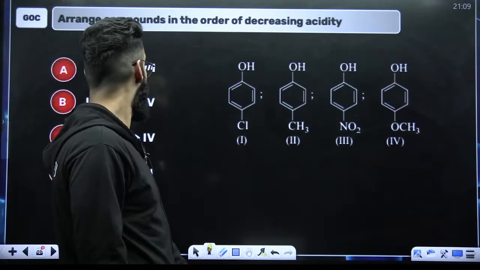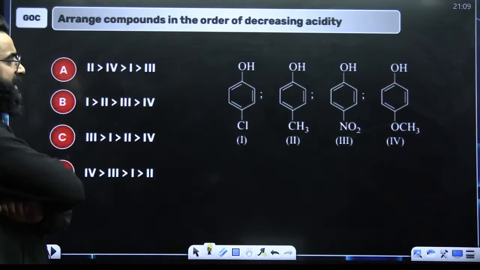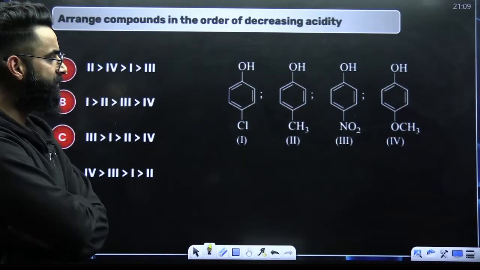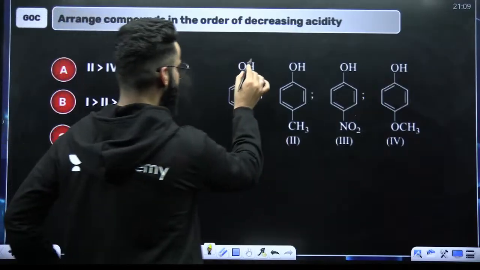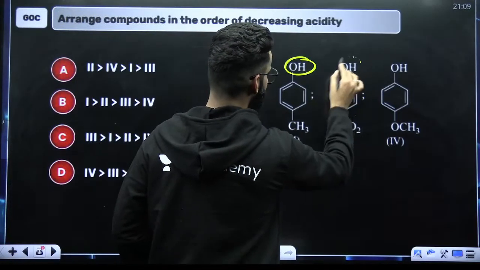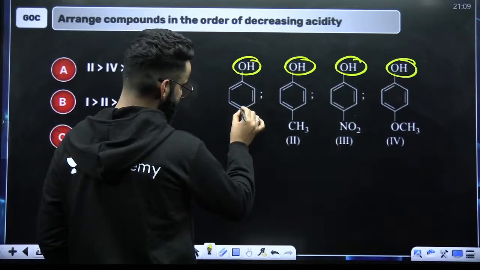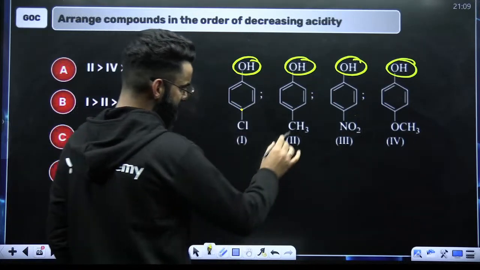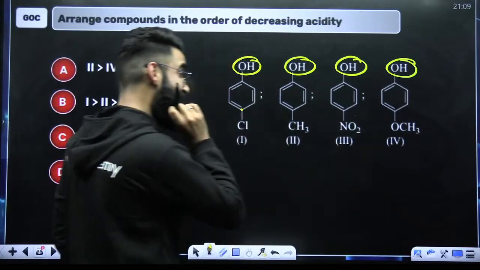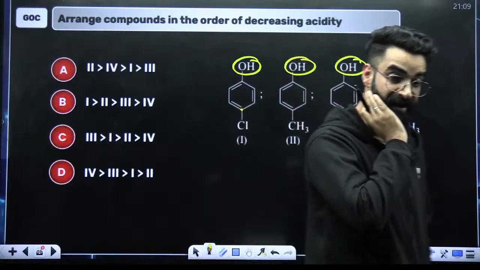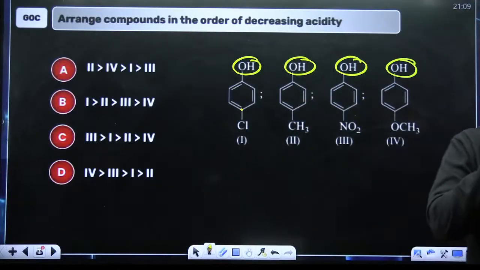Arrange the compounds in the order of their acidic strength. First of all, check the reference. The reference everywhere is the same: from where hydrogen is going to leave as H positive. Now Cl is here, CH3, NO2, OCH3. Which one is going to be maximum acidic? Which one is going to be maximum acidic, guys? Quick.